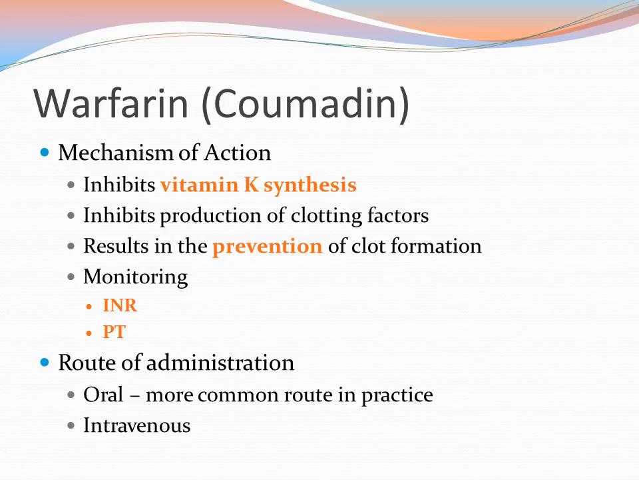How Coumadin works is it comes in two routes. It can be oral or IV. It's most commonly used orally, and it's for patients who need maintenance therapy of an anticoagulation. How it works is it inhibits vitamin K synthesis from the GI tract, so it prevents the body from absorbing a lot of vitamin K.